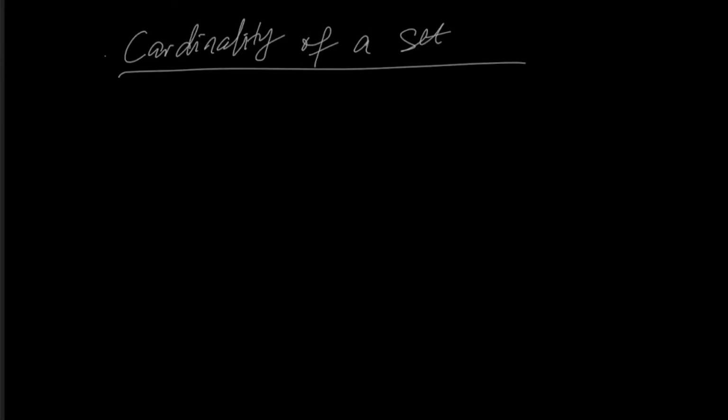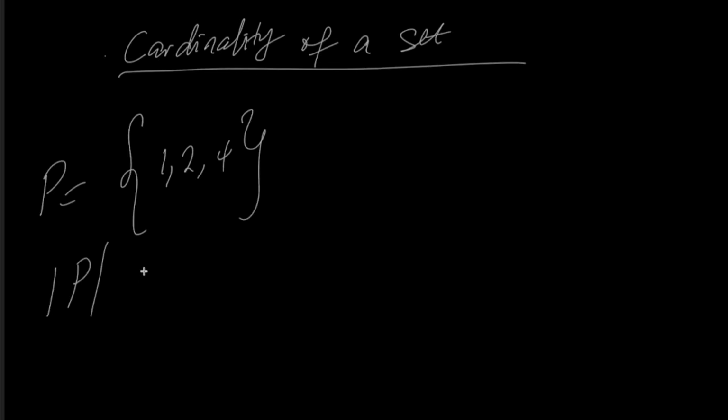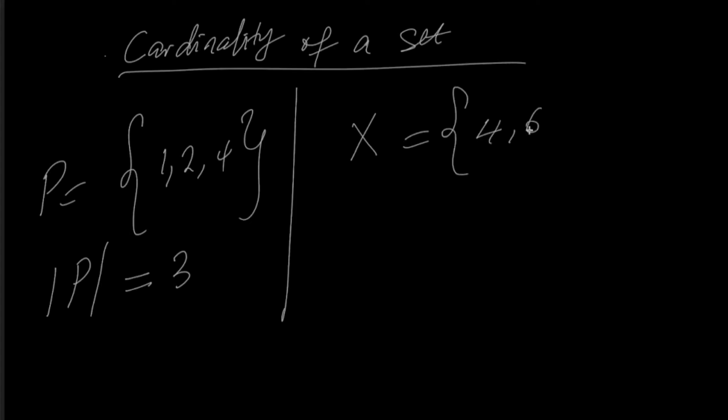What is the cardinality of a set? It is the number of distinct elements in a set. For instance, this is a set with these elements. So we have, let's say P is equal to this. So the cardinality of P is represented as this, is equal to how many distinct elements are here? 3. Let's say we have X equals 4, 6, 4, 9.